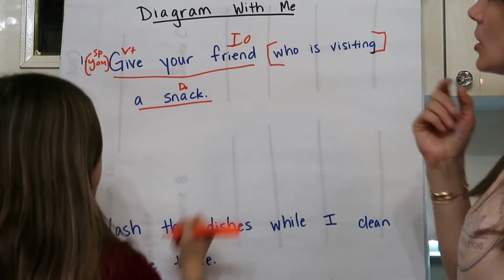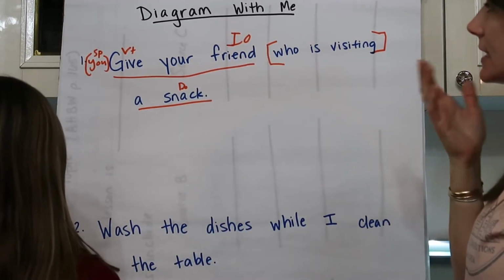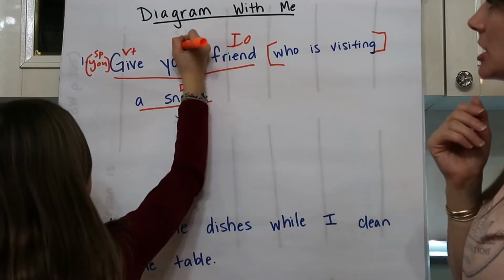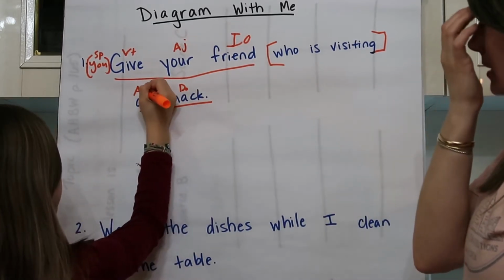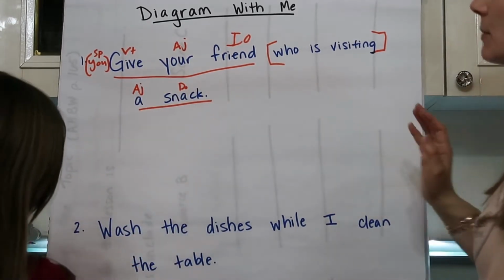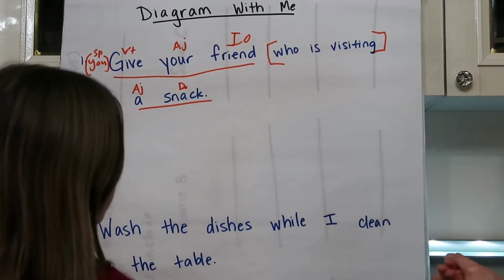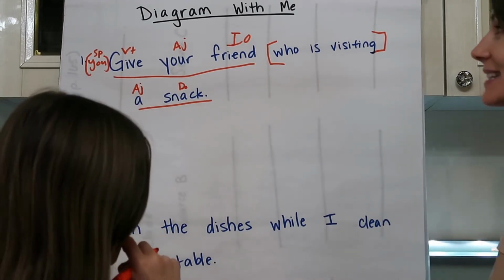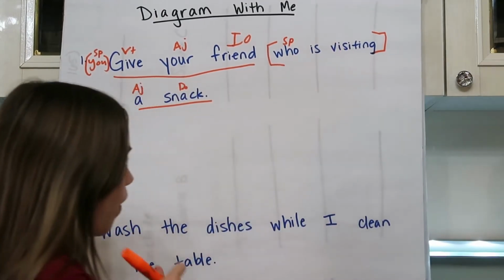All right. Which friend? Your friend. That is your, or that is a, adjective. Yes, an adjective. All right. And another adjective. Yes, very good. A is another adjective. Okay, so we've got the independent clause. Now let's do the dependent clause. Who is visiting? Who or what is this clause about? Who. Yes, so that is your subject, pronoun. Good.